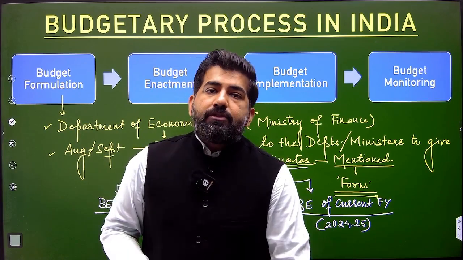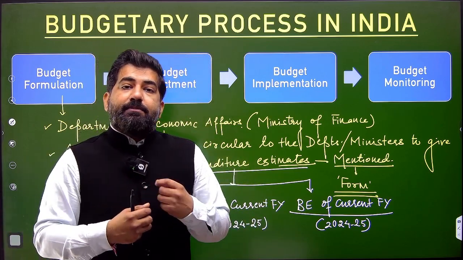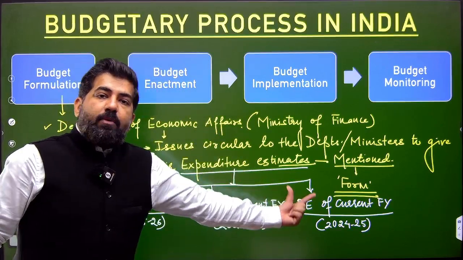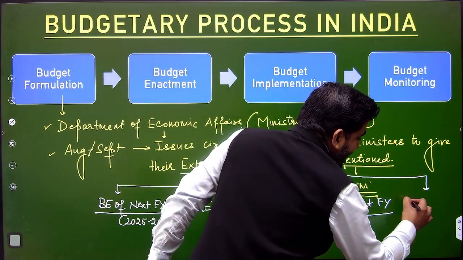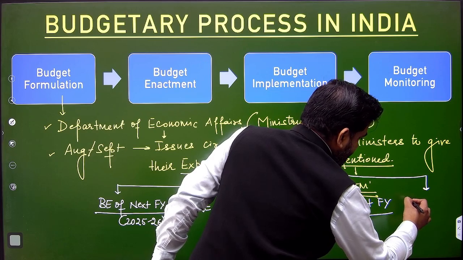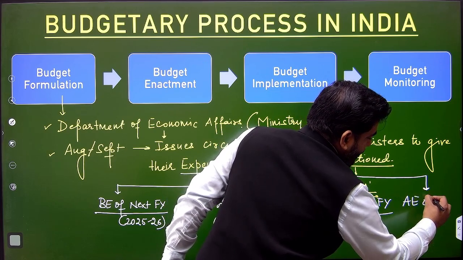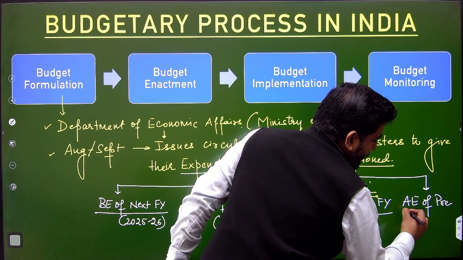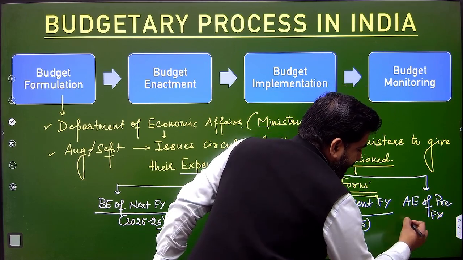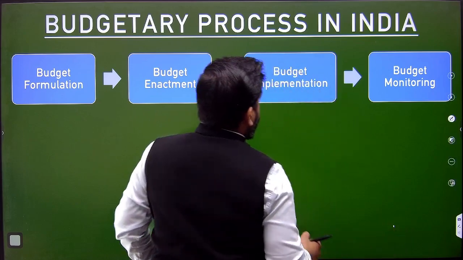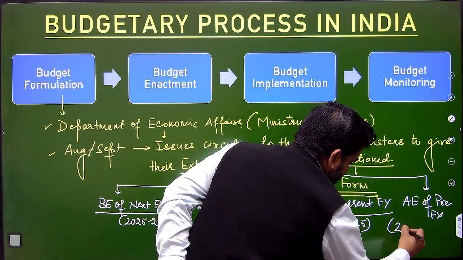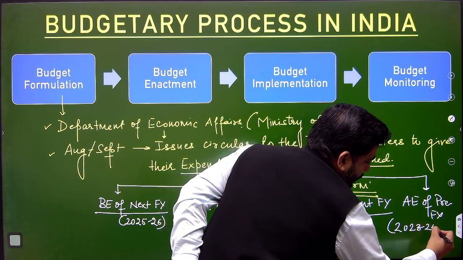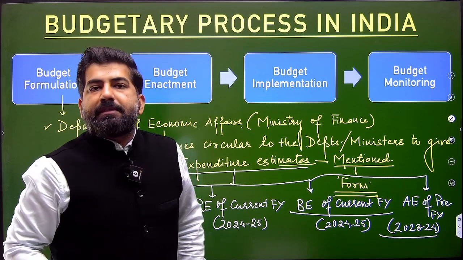So don't you think this will lead to revised estimates which will be more accurate, more credible? And the fourth estimate will be the actual estimates of the previous financial year, that is 2023-24. तो इसका तो हमारे पास अब हम actual estimates बता सकते हैं.